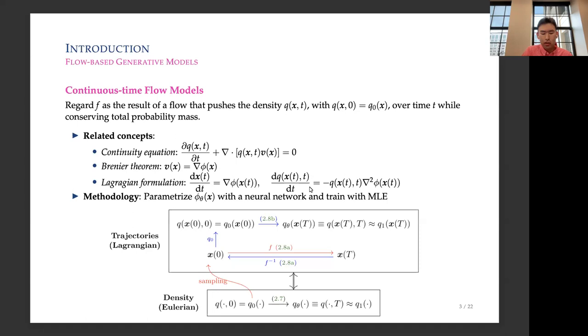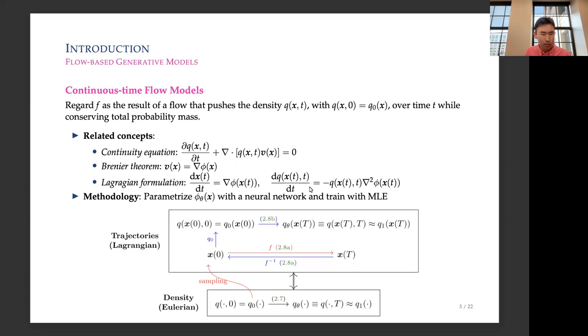The first is the continuity equation. As long as we are preserving the total probability mass and our transformation is continuous, this continuity equation is satisfied. And it is quite a powerful form to evolve the dynamics of the probability mass.